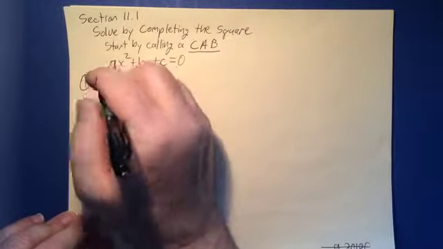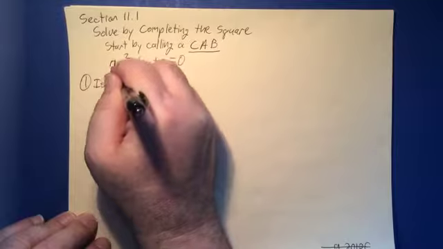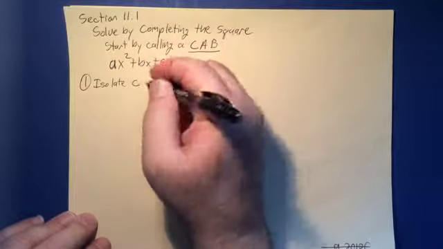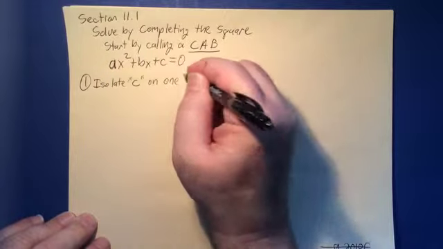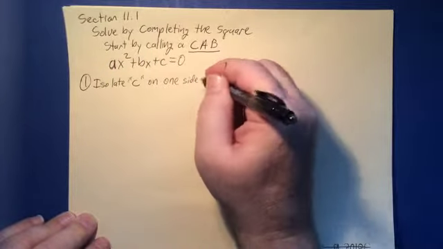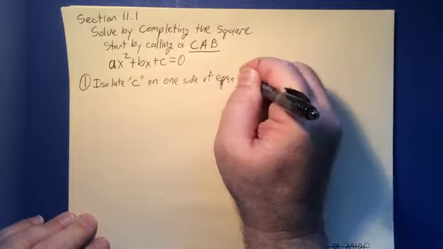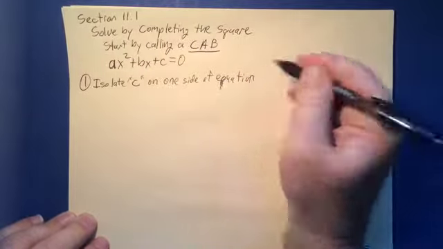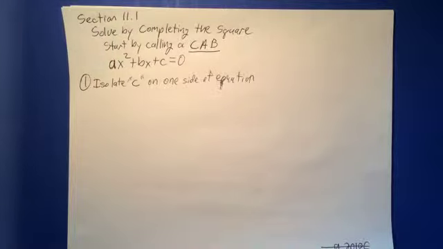We're going to isolate c on one side of the equation. So we isolate the value of c on one side of the equation. It may start off that way, and if it is, great, you don't have to do any work. But if it's not, then we need to make sure that that does in fact happen.